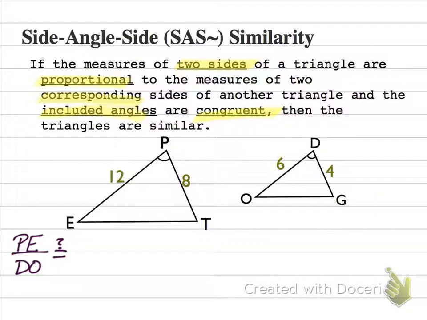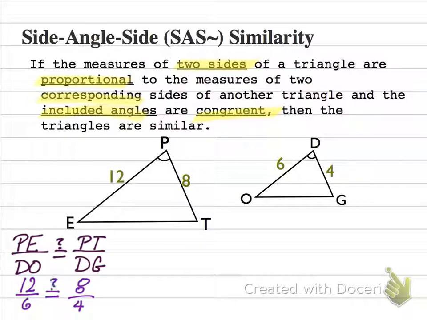Alright, so first we check the angles. Angle P is congruent to angle D. Second thing we do is check to see if the sides are proportional. Is side PE proportional to side DO? That's what I'm doing down here. And then we're going to do side PT to side DG.